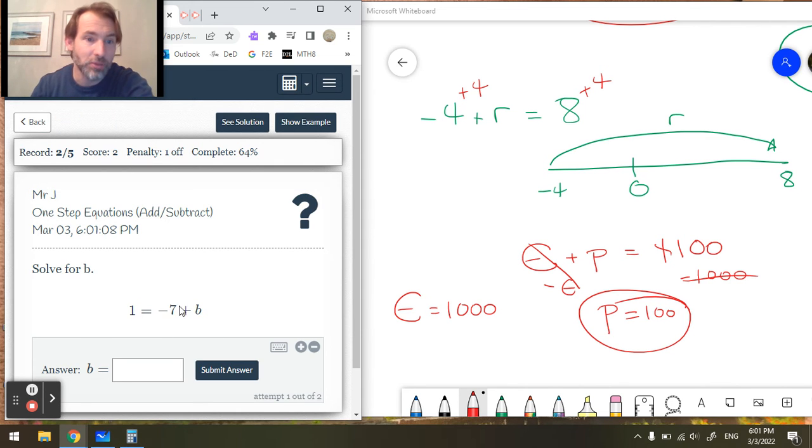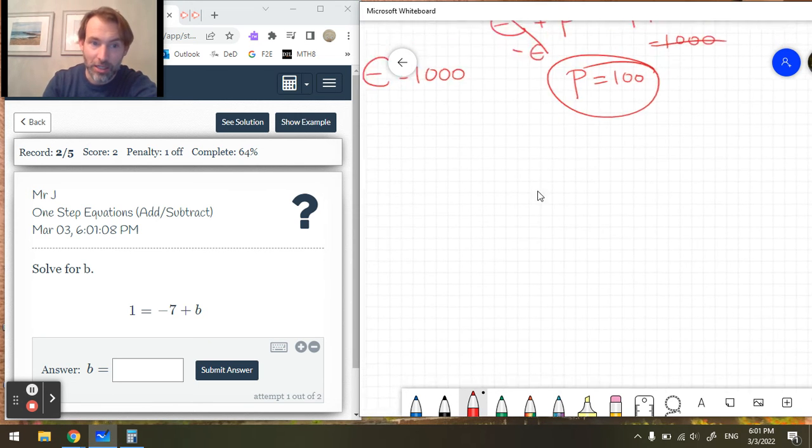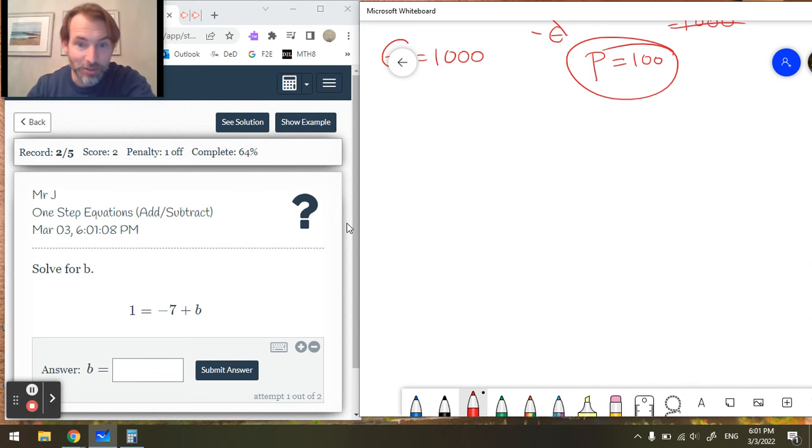Next problem: 1 is equal to -7 plus b. b is 8. Okay, because I add 7 to both sides. -7 plus 7 is 0. So what I have here looks like this. 1 is equal to -7 plus b. Okay, add 7 to both sides.